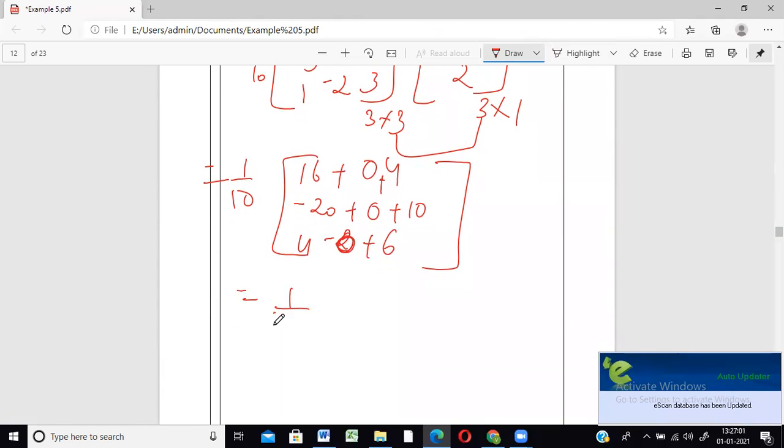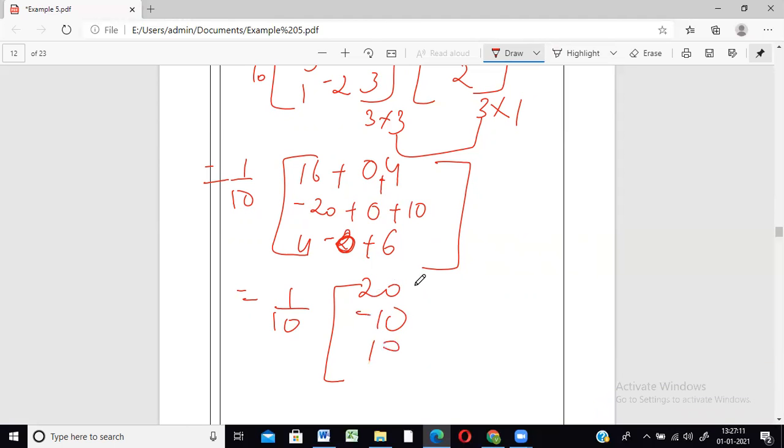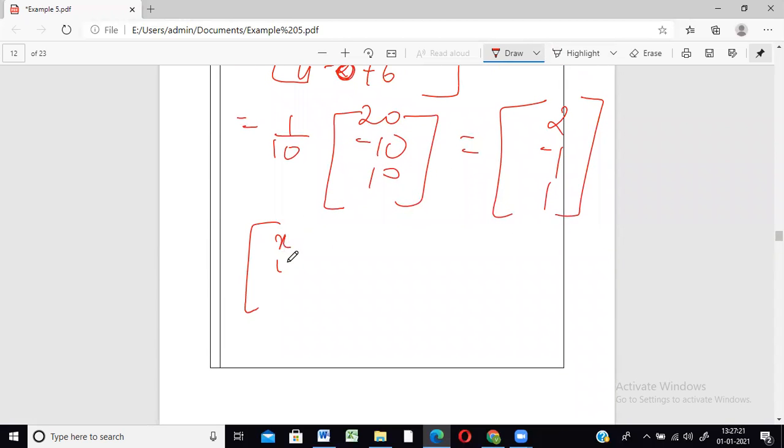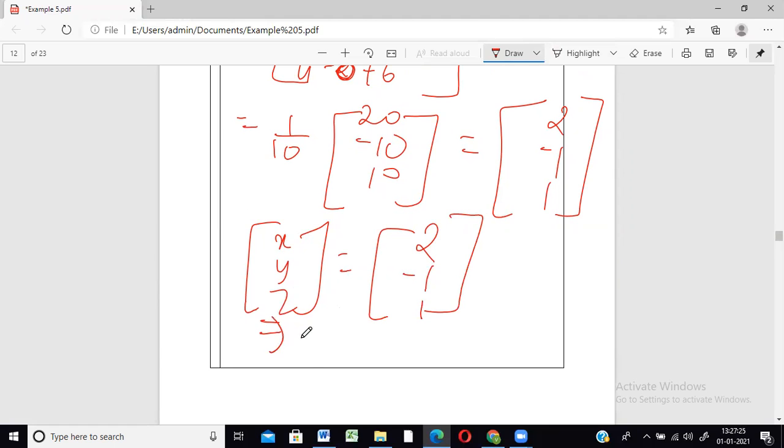This is nothing but 1 by 10. And what is the answer? 16 plus 4 is 20. This is minus 20 plus 0 plus 10. So the answer is minus 10. 4 plus 6 is 10 again. So when you divide throughout by 10, you get 2 minus 1 and 1. Right? What was this? This was nothing but x, right? So x, y and z is 2 minus 1 and 1, which implies x is 2, y is minus 1, z is 1. Okay, so that you have to remember. That always goes in that order.